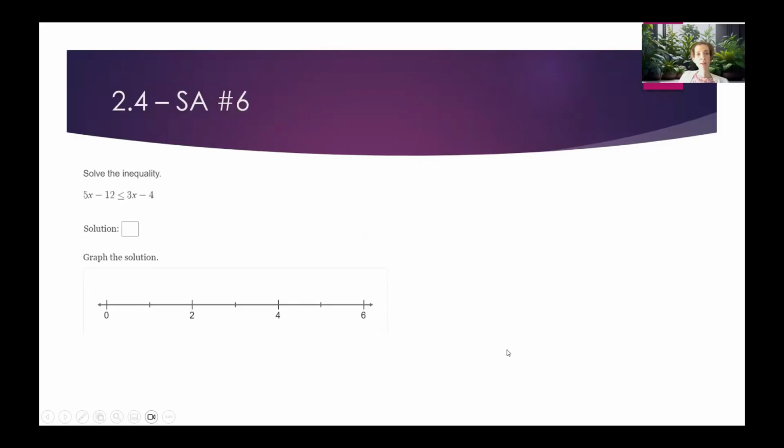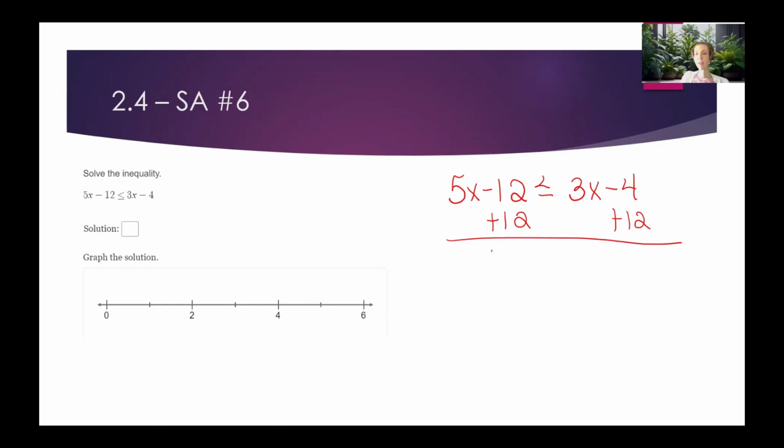All right. So let's see if we can solve this one. So what should we do first here? So we could add 12 to both sides. You could also add 4 and go the other way. That would be okay too, but we're going to do it this way. So negative 4 plus 12 is 8. Then we're going to subtract 3x.